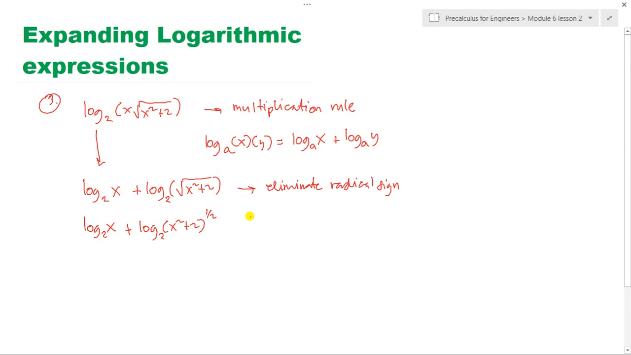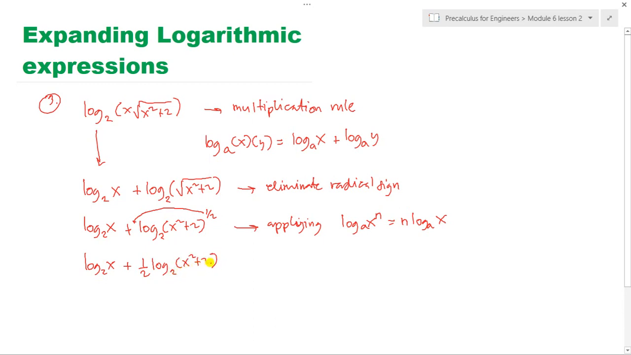Now applying the power rule, that is the log of x raised to n to the base a is just equal to n log of x to the base a. Applying that, we have log of x to the base 2 plus here, the 1/2 comes down, that would be 1/2 log of x squared plus 2 to the base of 2.